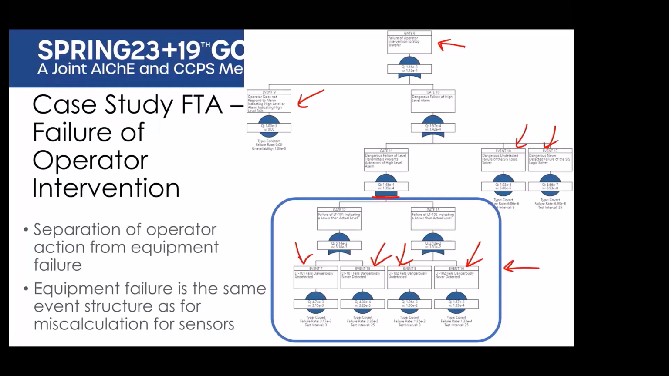Okay, so now you see that when we start looking at our protection layers in a fault tree, it's a massive breakdown into all the individual separate ways that things can fail. But now, here, that level transmitter failure is gate 12 and gate 13. Gate 12 is LT101 fails. Gate 13 is LT102 fails.